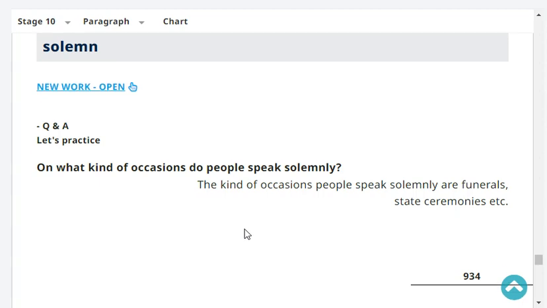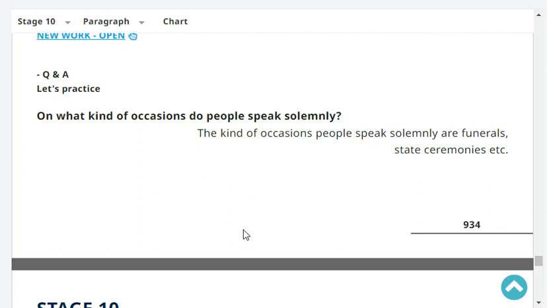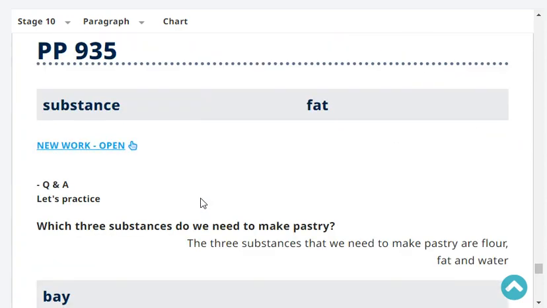On what kind of occasions do people speak solemnly? The kind of occasions when people speak solemnly are funerals, state ceremonies, etc. Very good.